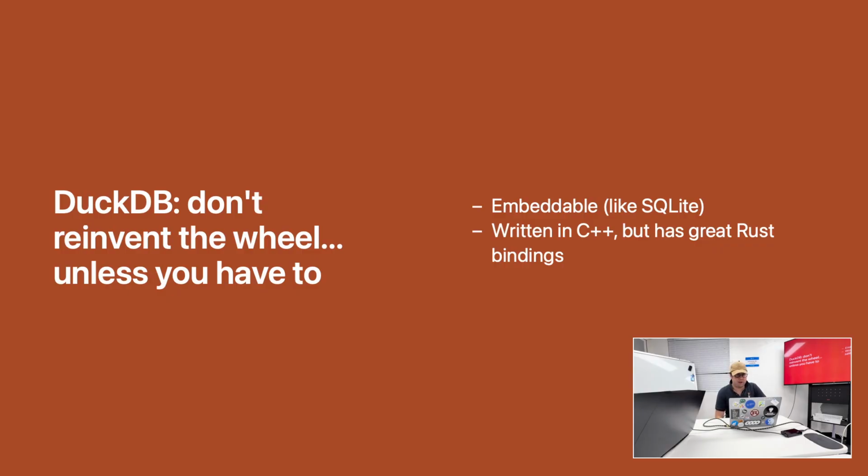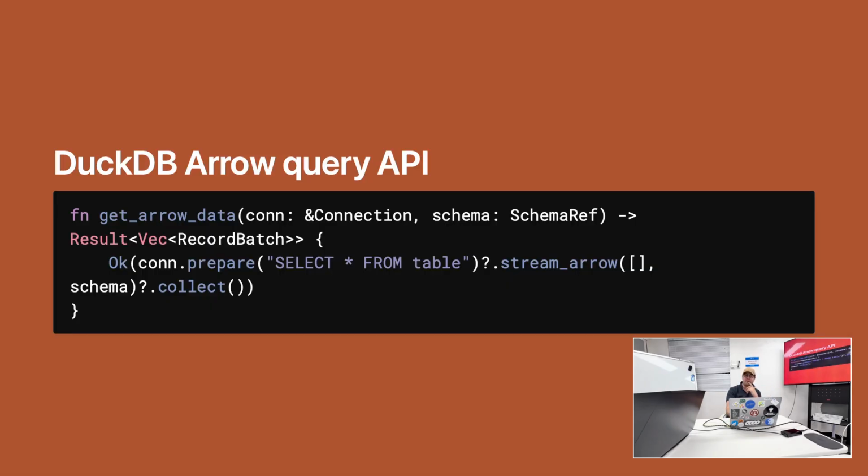So yeah, DuckDB. DuckDB is probably what you should use for your data pipelines, unless you have really, really specific needs, which we'll talk about later. Don't reinvent the wheel unless you have to. It's an embeddable database, just like SQLite. It's written in C++, but has great Rust bindings. And our first iteration actually used DuckDB for basically everything.